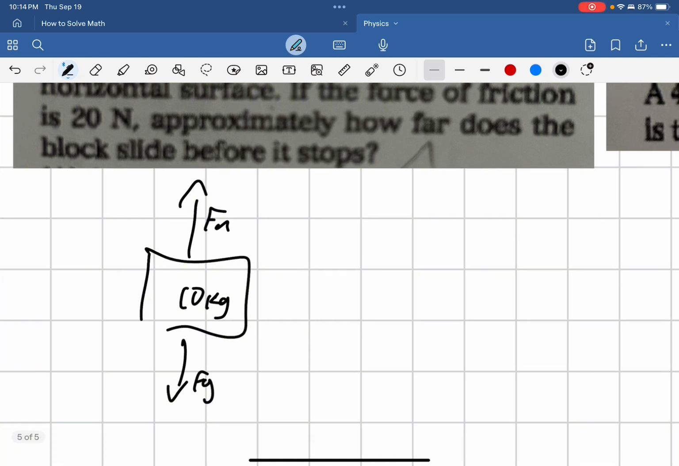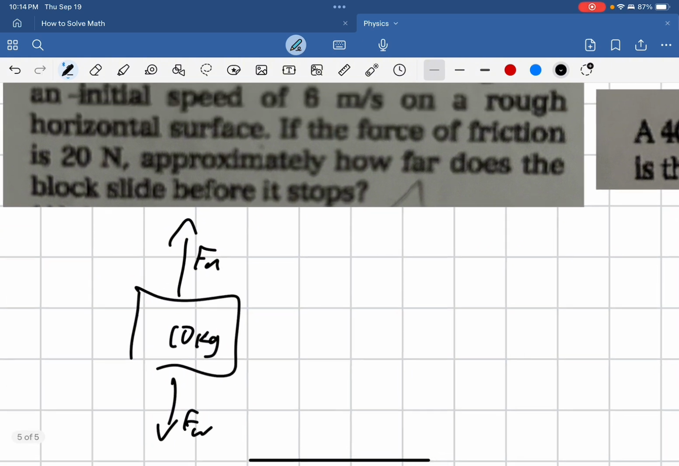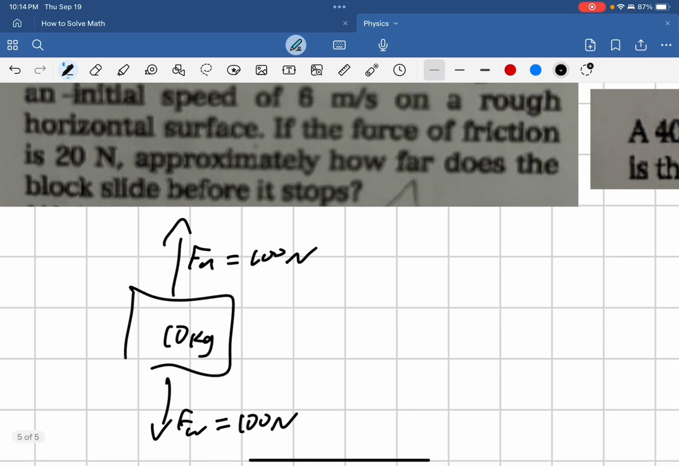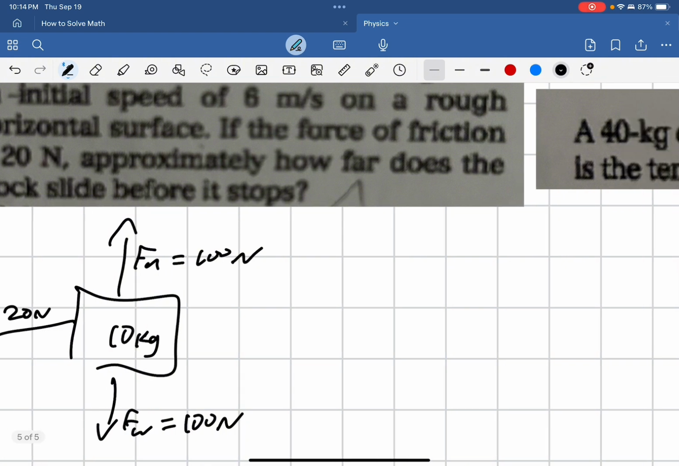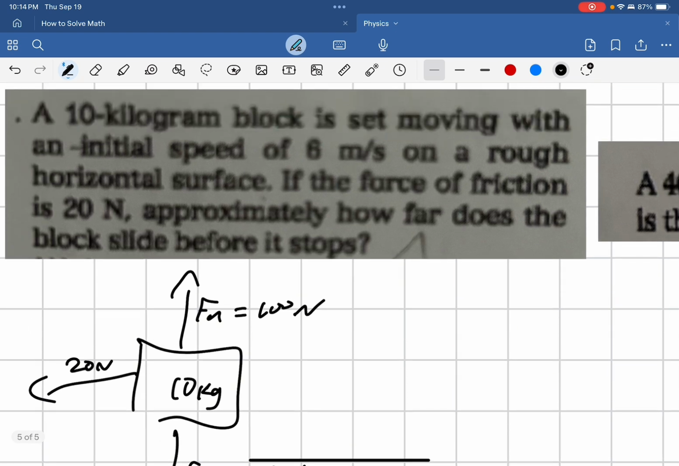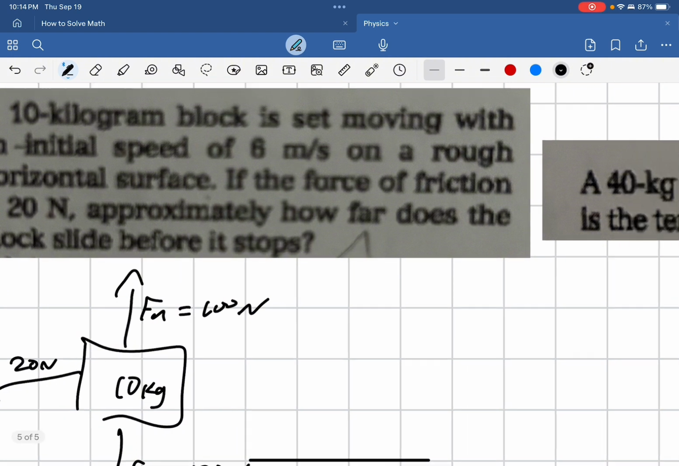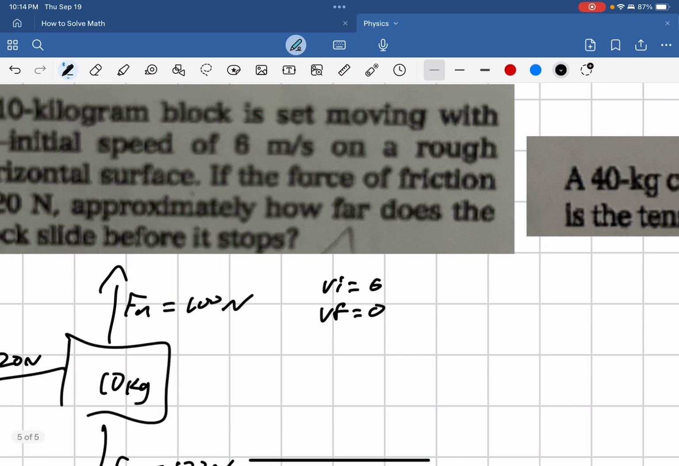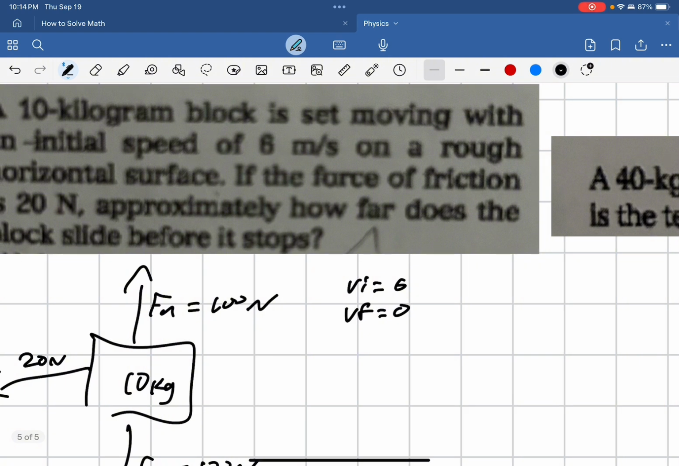I actually think I'm writing this wrong. It's supposed to be F of W, right? Doesn't matter. Okay, yeah, I think I've been writing this wrong this entire time. But this is going to be 100 newtons. So this also has to be 100 newtons. I don't even remember if we actually need that information. Anyways, the force of friction is going to be 20 newtons, right? And we know that the initial speed is 6, and that it goes down to 0, and we want to figure out change in x.